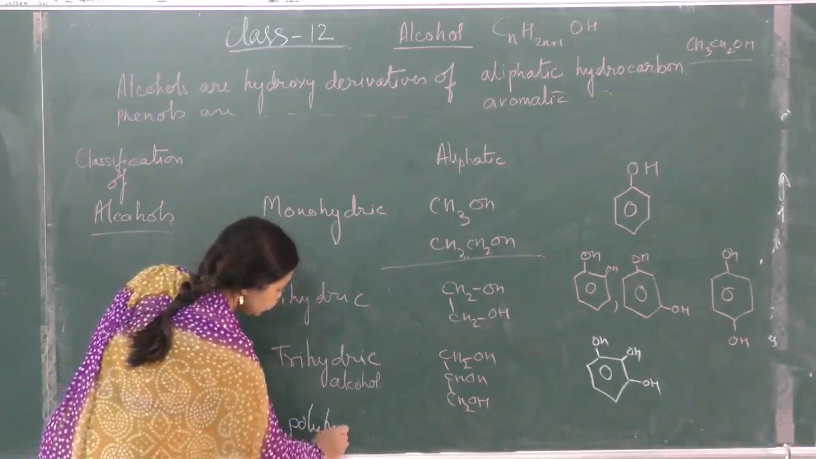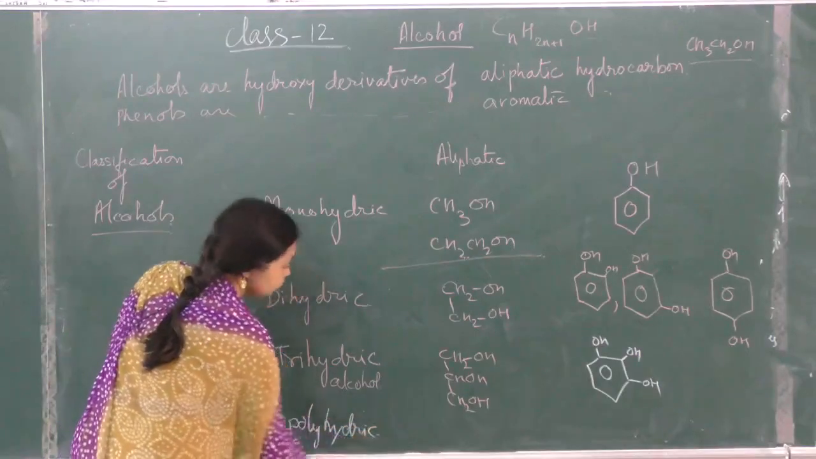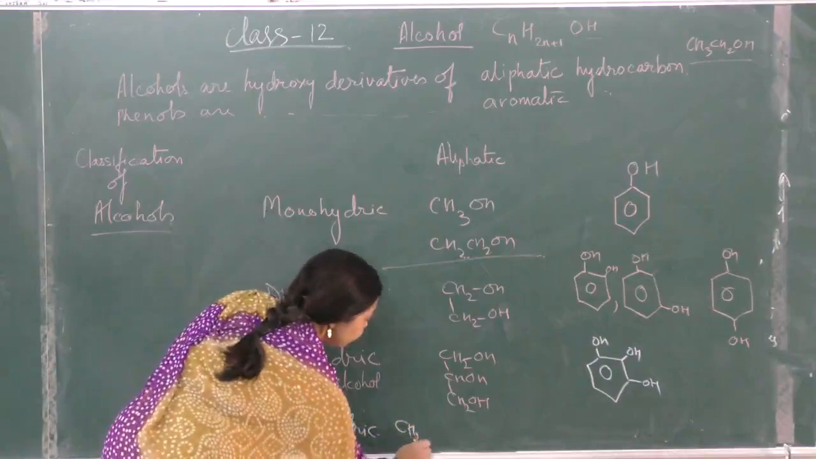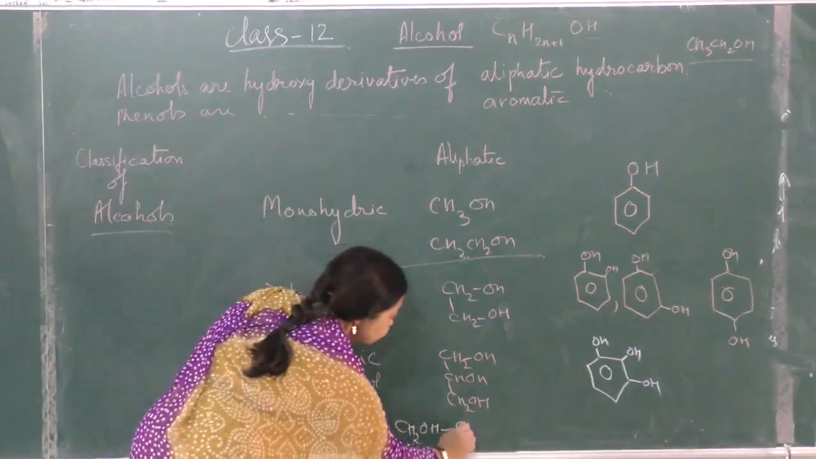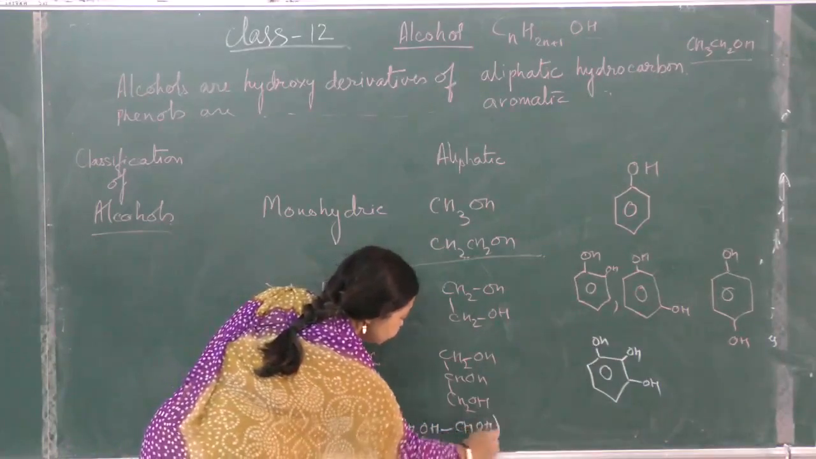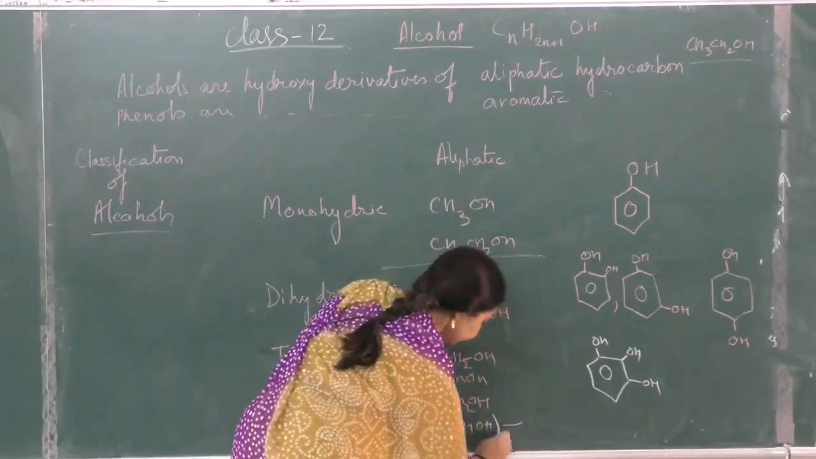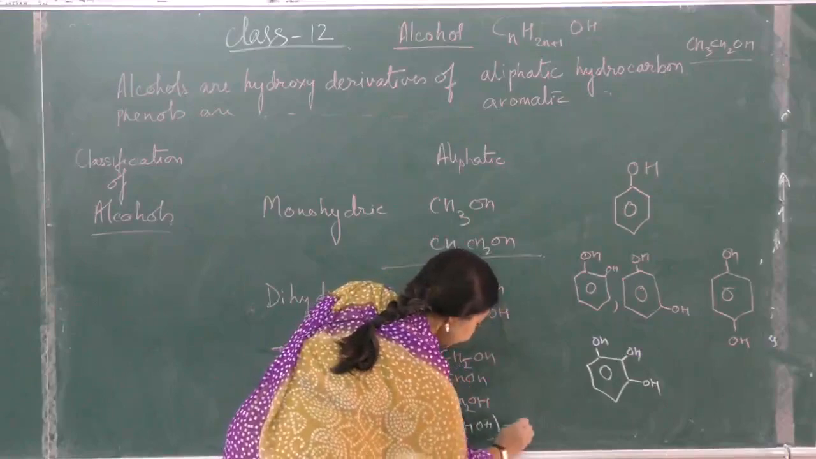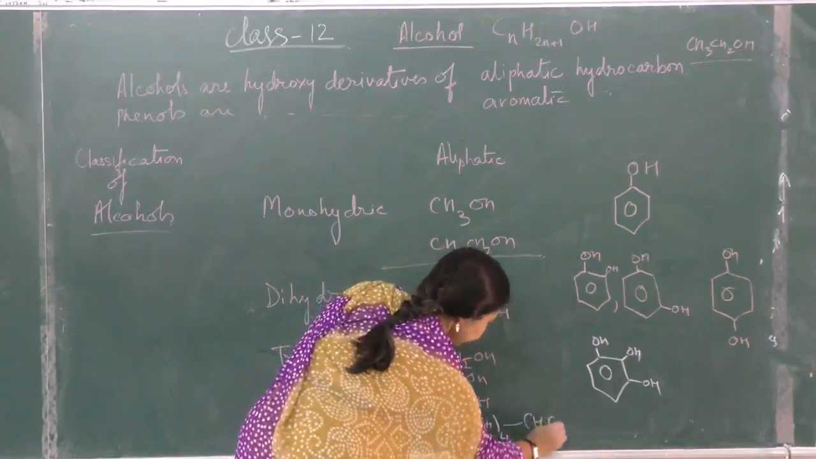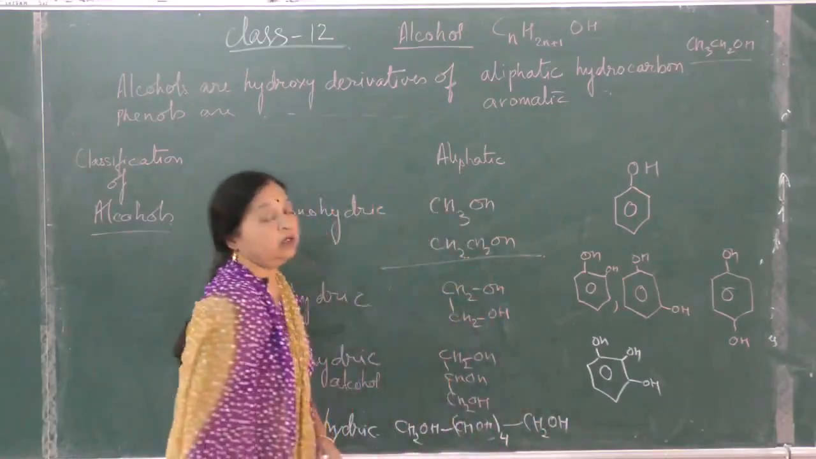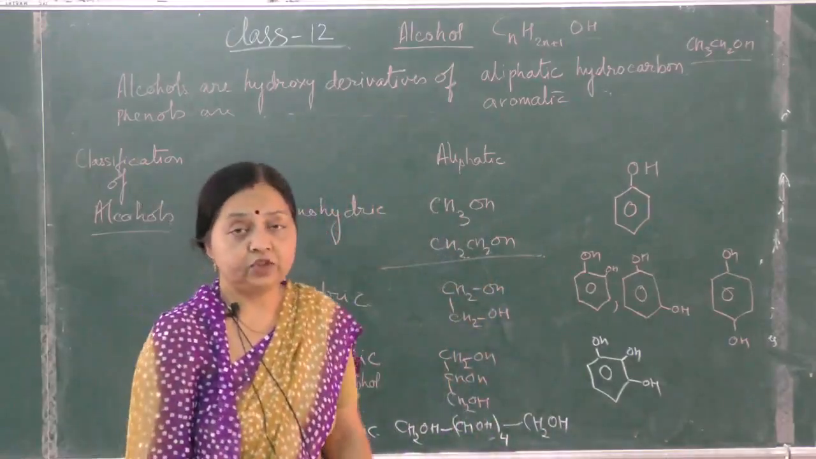Polyhydric: CH2OH, then CHOH four times, meaning CHOH, CHOH, CHOH and another CHOH, and then again CH2OH. This is sorbitol, mannitol.